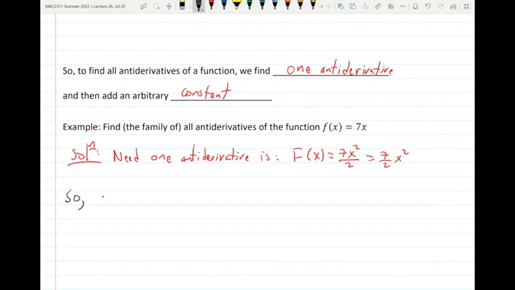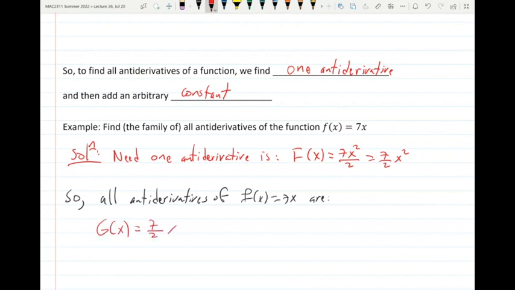So all antiderivatives of little f are F of x equals 7 over 2 x squared plus c, where c is an arbitrary constant.